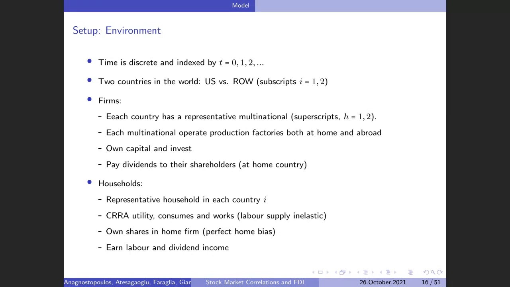Now, households are representative. In each economy, there's one household. The households are standard. They have constant relative risk aversion functions, which I will explain in the form we assume. They consume, they work, and the labor supply is inelastic in that version of the model. So each household has 1 unit of labor that they supply inelastically. They own the shares of the home firm, so there's perfect home bias, as I told you, and they earn labor and dividend income from their investment.